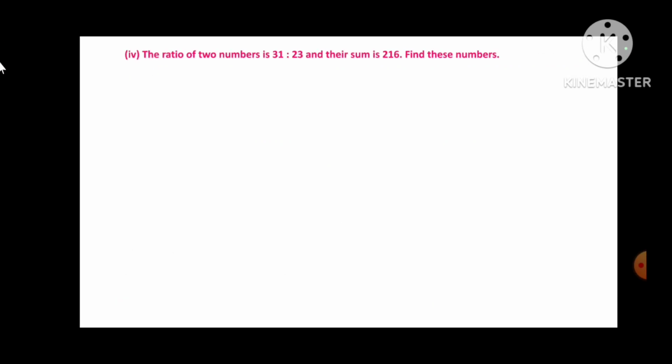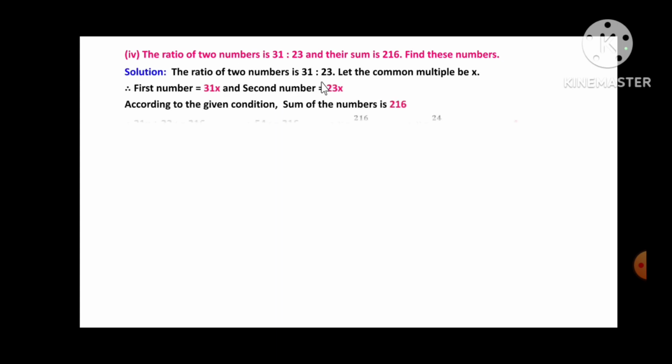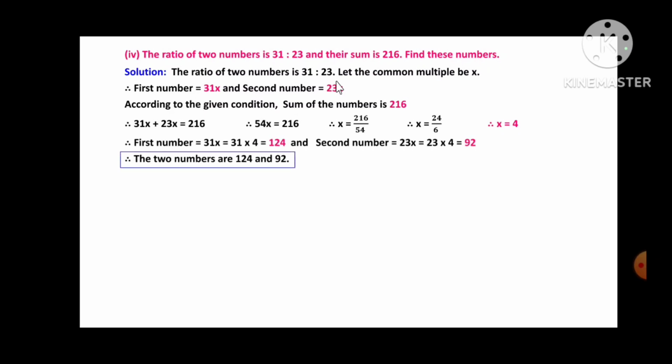Now we'll see the fourth one. The ratio of two numbers is 31 as to 23 and their sum is 216. Find the numbers. The ratio of the two numbers is 31 as to 23. Therefore, common multiple will consider x. First number will become 31x and the second is 23x.